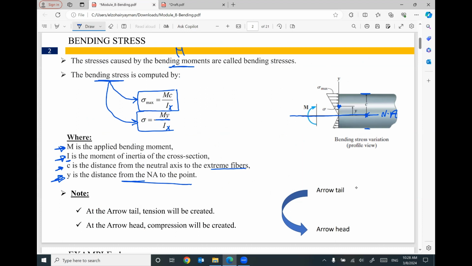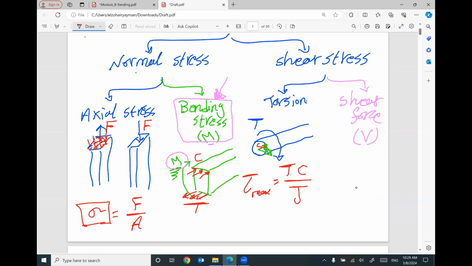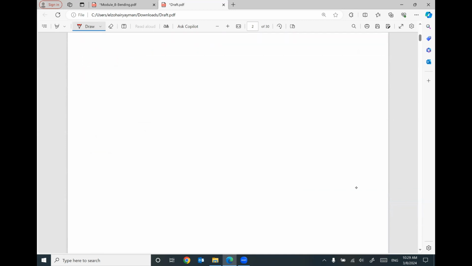How can I know which side of the cross section will be under tension and which side will be under compression? Look at the arrow of the moment. This arrow will have a tail and will have a head. The tension will be at the tail and the compression will be at the head. This point is very important, and I would like to highlight it. Assume we have this member in 3D.